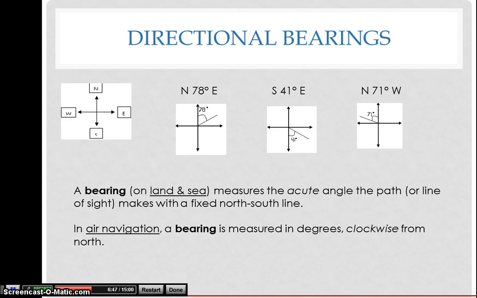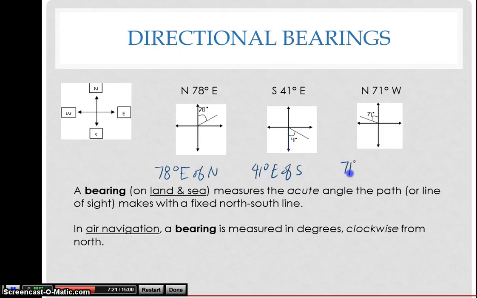The next thing we're going to be looking at is directional bearings. So if we look at a bearing, the way it's read is, for example, this one here, it's 78 degrees east of north. So here we have north, and it's 78 degrees going to the east. This one here is 41 degrees east of south. Okay, so here's our south one, and it's 41 degrees going toward the east.